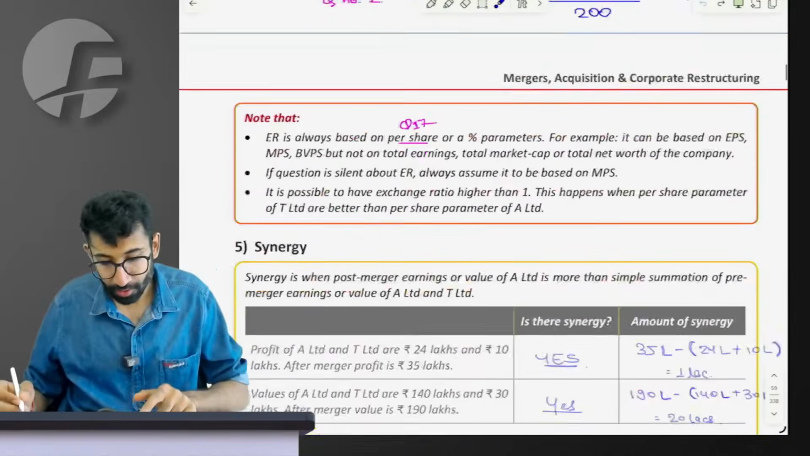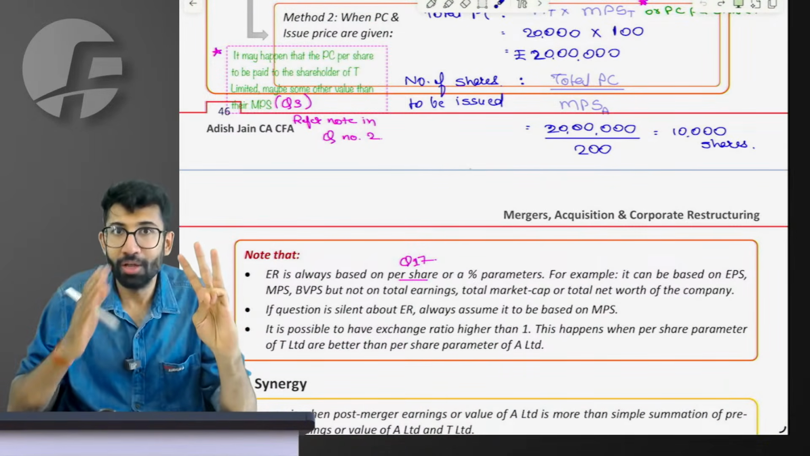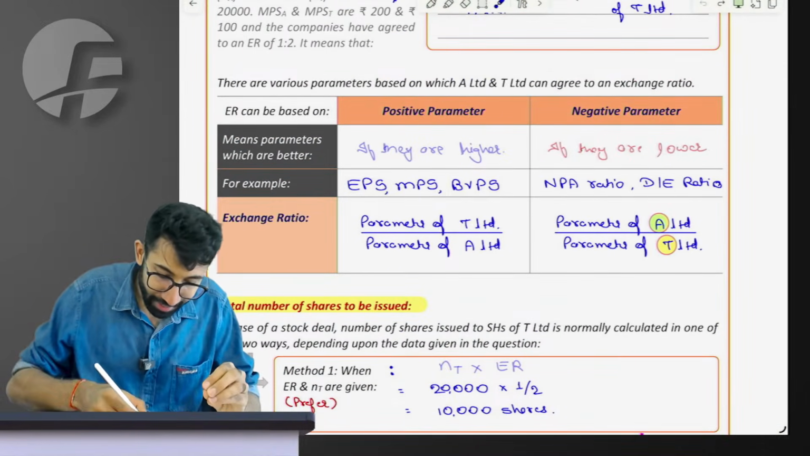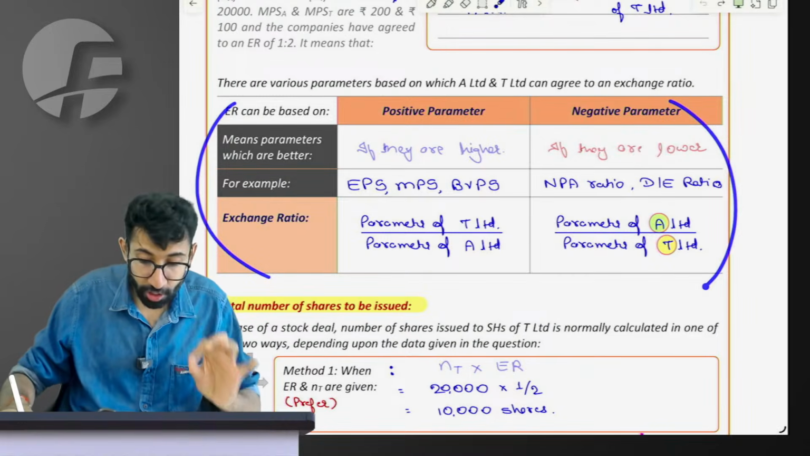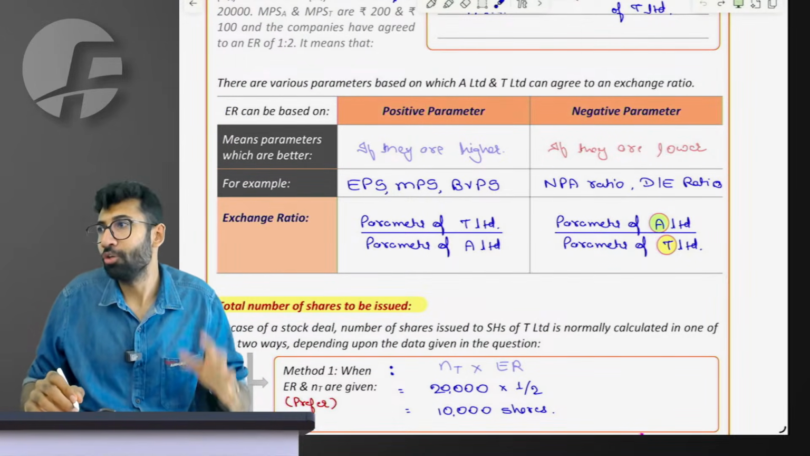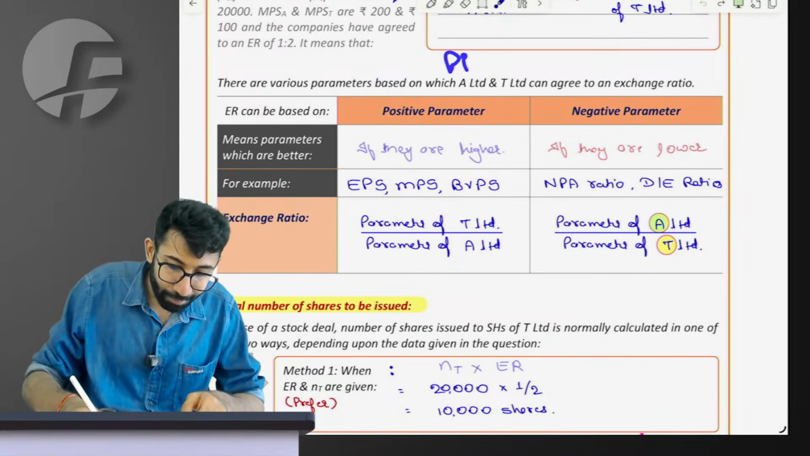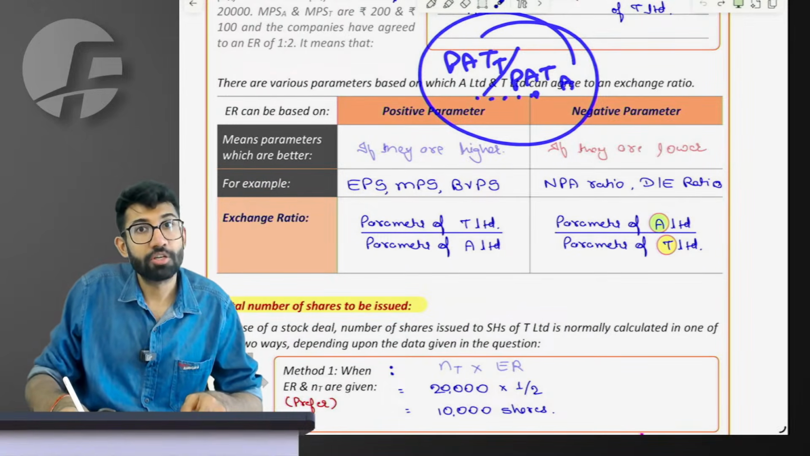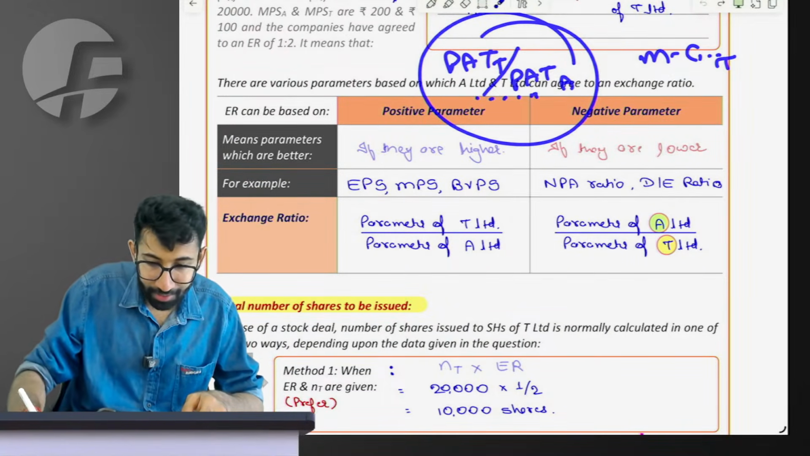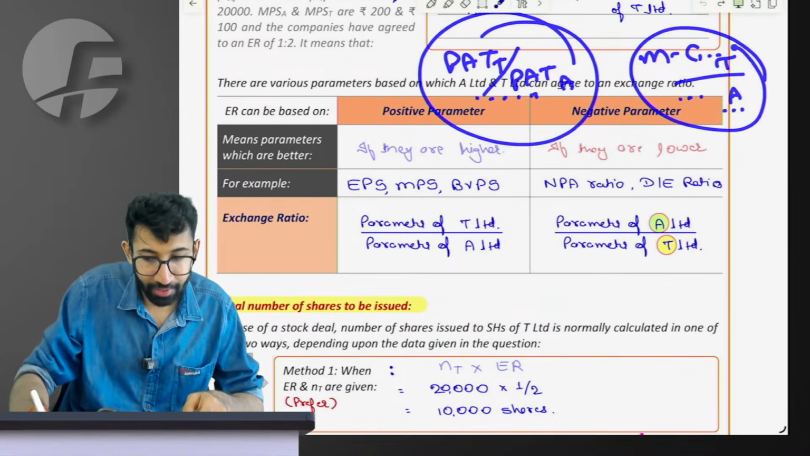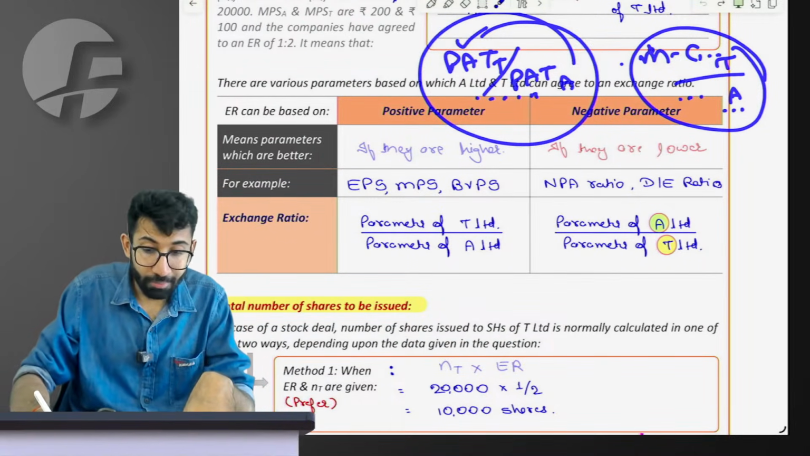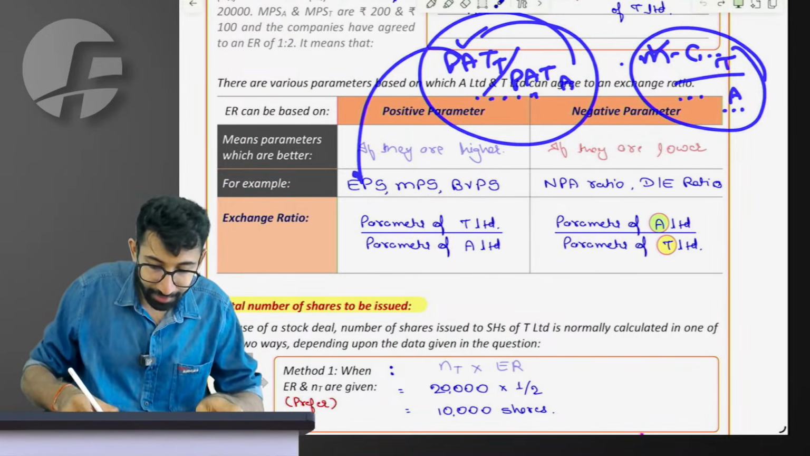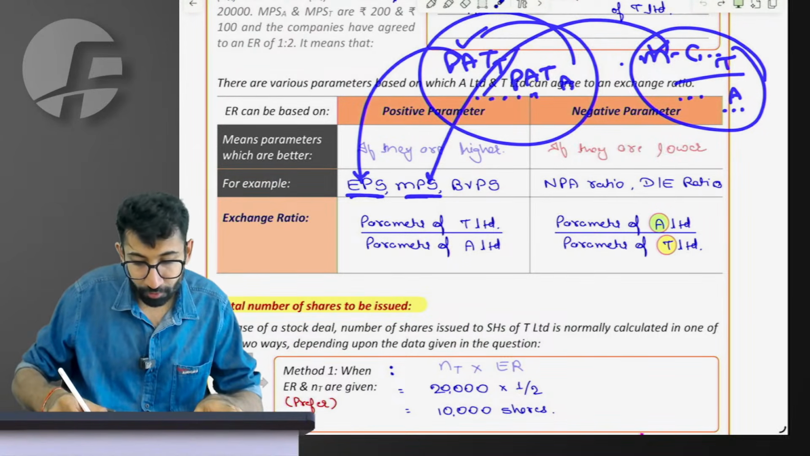Now there are three practical question tips which will avoid your mistakes and get you marks. Tip number one: please make sure that an exchange ratio is always based on a per share parameter. Sir, what do you mean by it? Can PAT of target divided by PAT of acquirer be the way to calculate the exchange ratio? Can market cap of target divided by market cap of acquirer be the way? The answer is no. PAT or market cap are totality parameters. Exchange ratio is always based on a per share parameter. Rather than PAT, you will have to use EPS. Rather than market cap, you will have to use MPS.